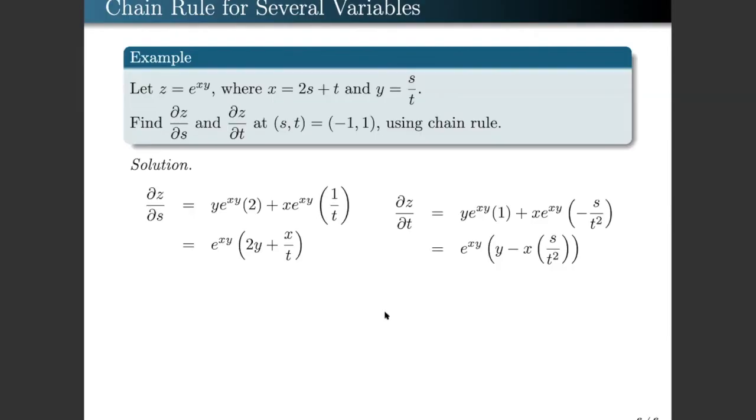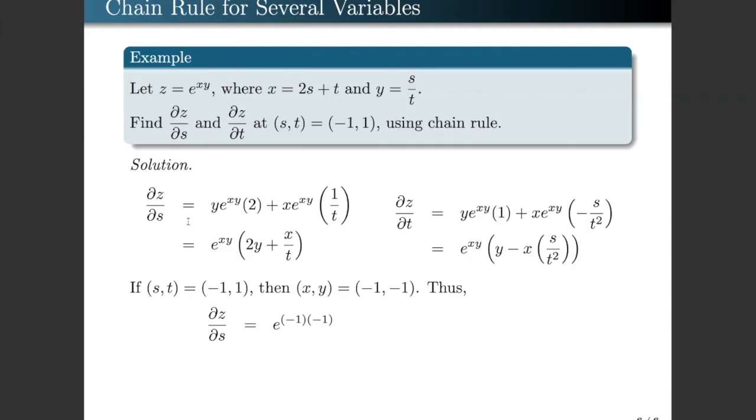Note that when s is equal to -1 and t is equal to 1, we solve for the corresponding x and y using the expressions that we have here on top. So when we replace s by -1 and t by 1, we will get x equal to -1 and y equal to -1. So now we will replace all of the x's here by -1, all of the y's again by -1, all of the s's by -1, and all of the t's by 1.